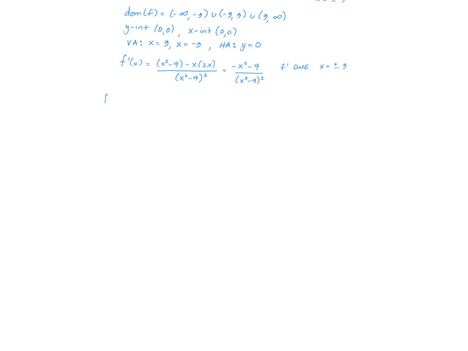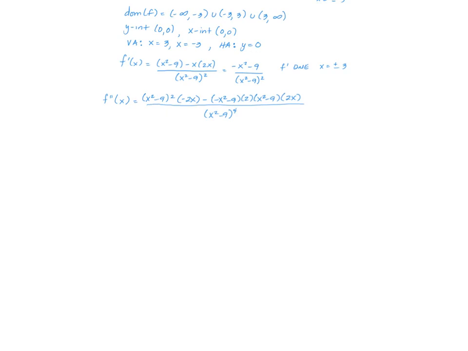Let's look at the second derivative. Oh, this is going to be fun. Okay, so x squared minus 9 squared, derivative of the top would be a negative 2x. We're going to subtract the top. Derivative of the bottom involves the chain rule, so to keep the x squared minus 9 times the derivative of x squared minus 9, which is 2x. That was fun. All right, so this is going to be all over x squared minus 9 to the 4th power.